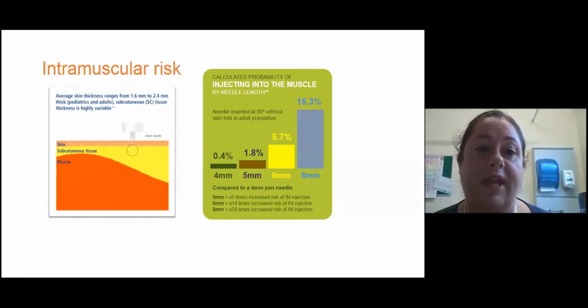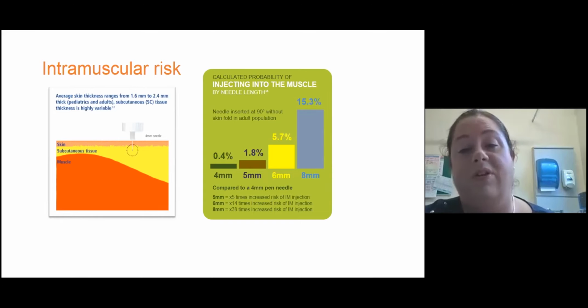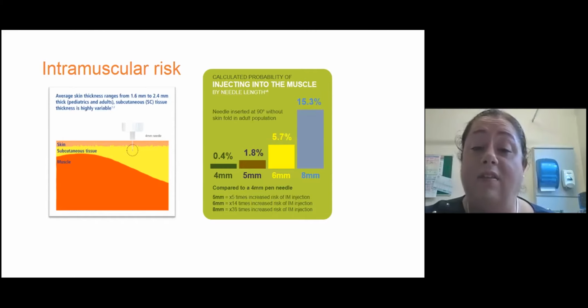Moving on now to my next slide. This slide was one when I was doing up my presentation, I was like, oh wow. If you use an 8mm needle, you have a 15.3% chance of injecting into muscle. That's huge. Whereas if you use a 4mm or even a 5, the risk is so much less: 4mm, 0.4%, 5mm, 1.8%. So that alone is huge, and I do like this.